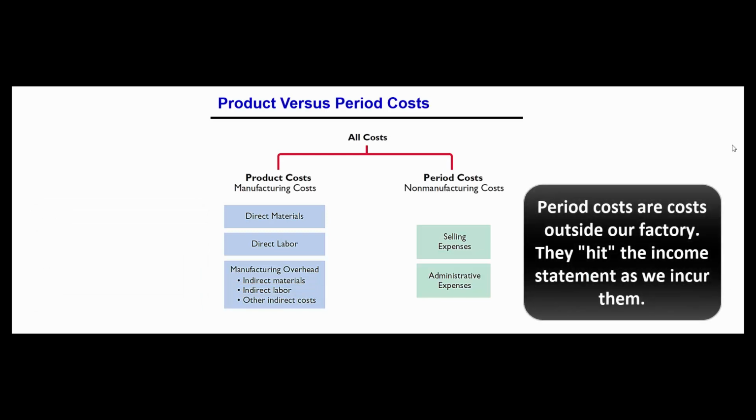And period costs are all the expenses and costs outside of the factory. Selling expenses, so our wages and our commissions that we pay to our selling personnel. Administrative expenses, the president's salary, the treasurer's salary, the health benefits to all the corporate headquarters personnel. Those are period costs and not part of our manufacturing costs.